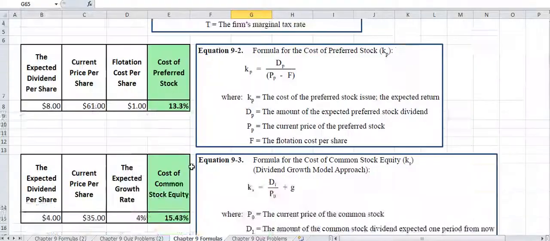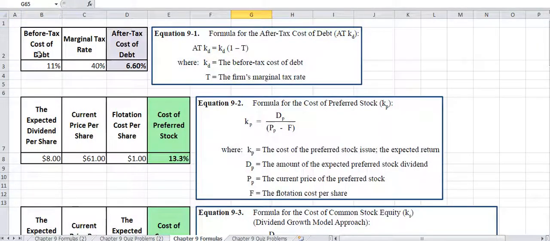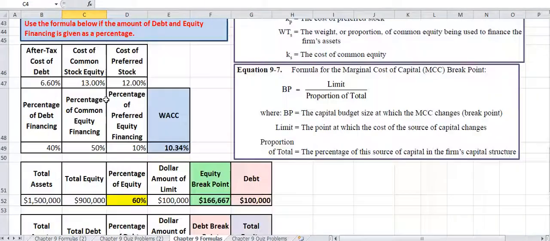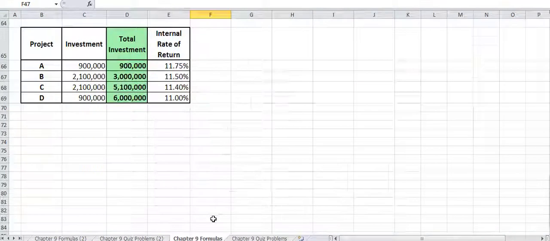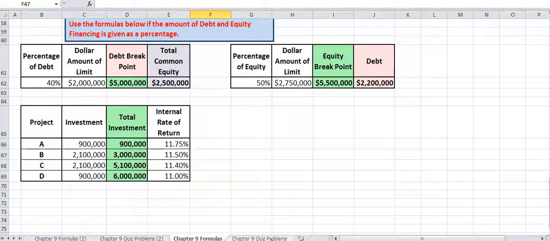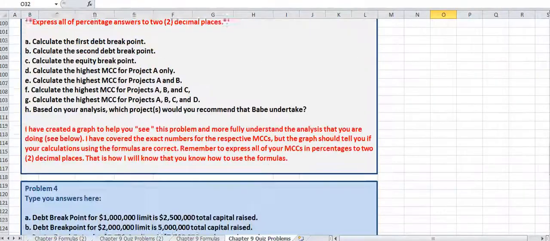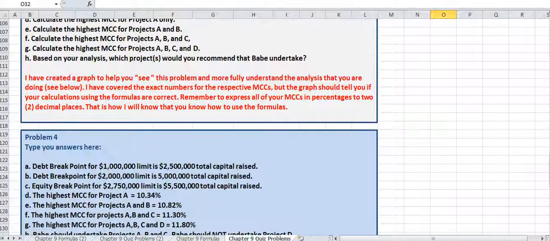So we jump back up here and put in 13% right there, and that's going to give us our after-tax cost of 7.8, and we simply put that right here, 7.8. That gives us our next breakpoint of 10.82 for projects A and B, which cost $3 million, and that goes right there, 10.82.